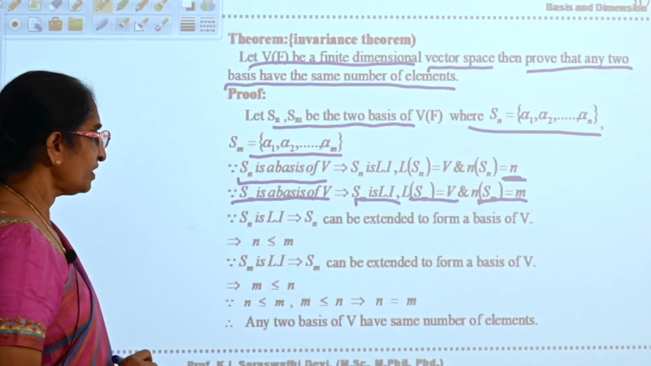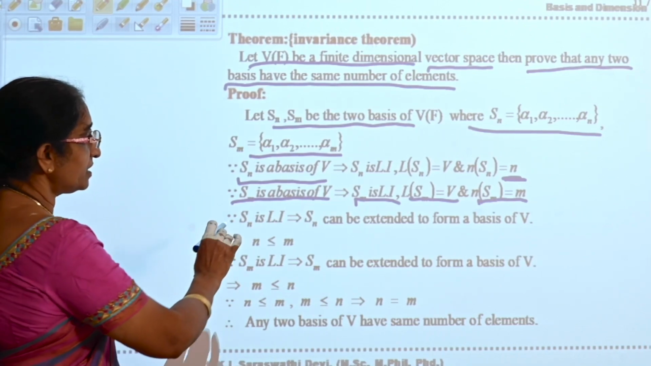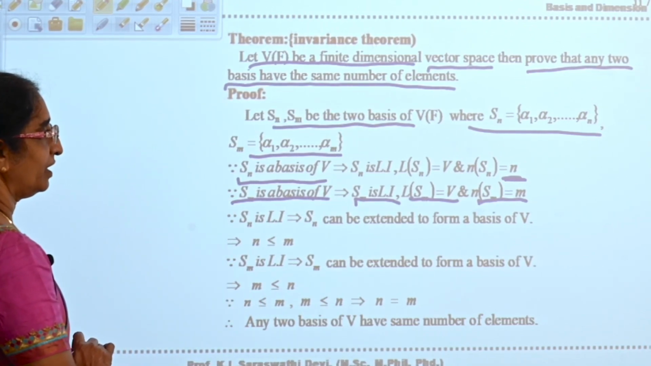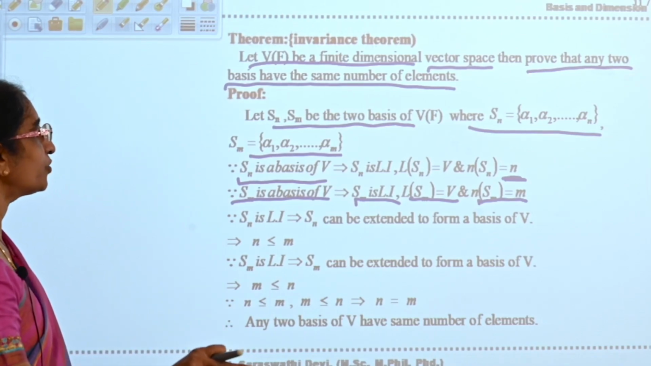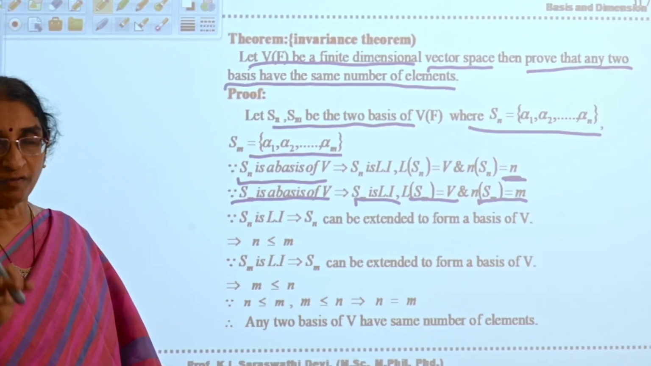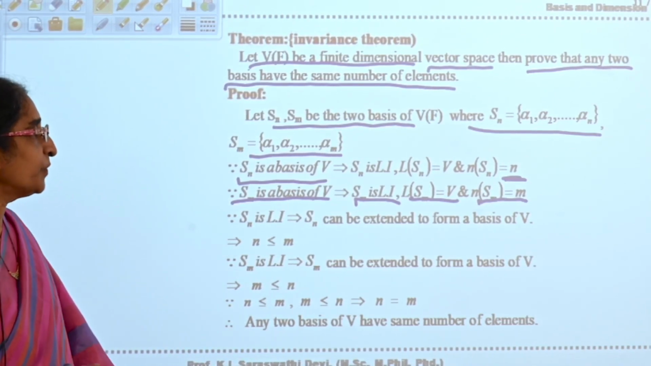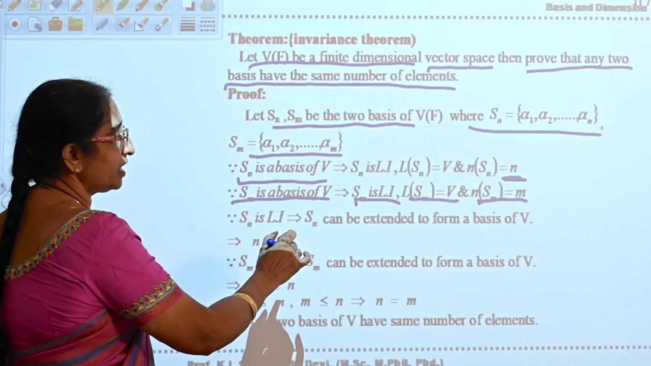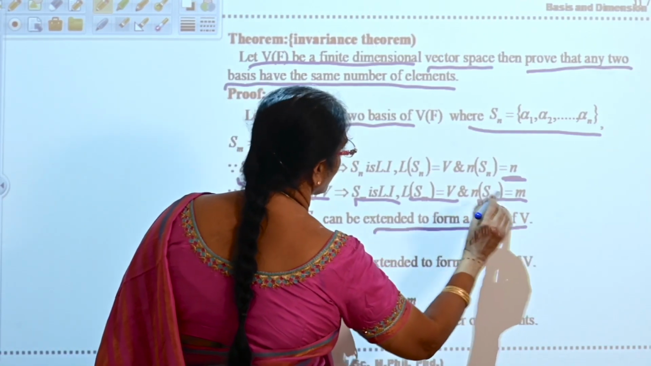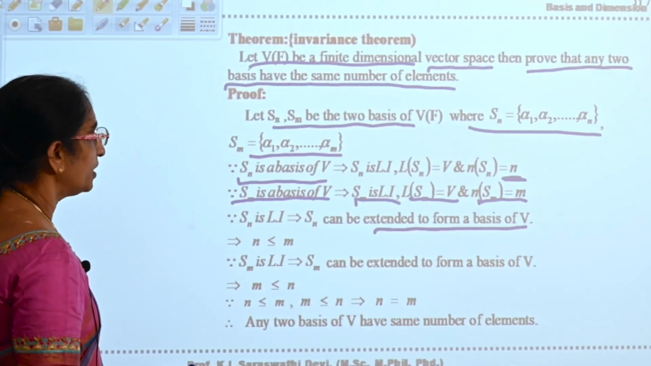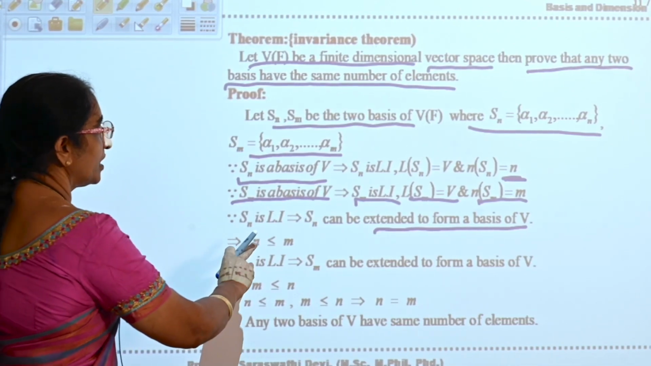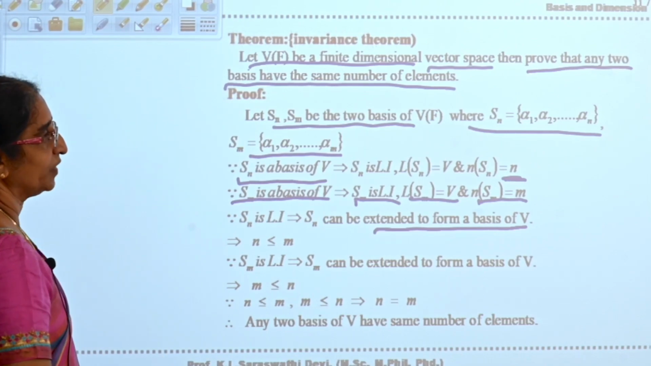See here, Sn is linearly independent. Sn can be extended to form a basis of V. We will see the basis extension theorem; then you will know Sn can be extended to form a basis of V. Therefore, in such a case, n is less than or equal to m.